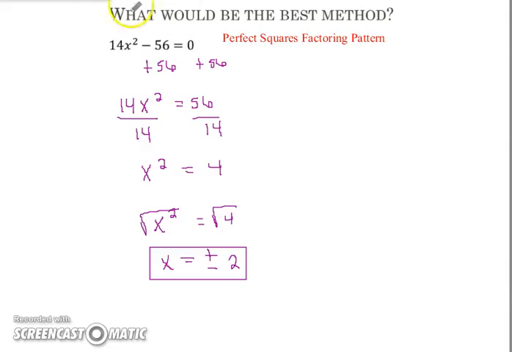So if I were to actually go through and solve this, get the x squared term by itself by adding 56 and then dividing by 14, I would have x squared equals 4. And then you could take the square root of each side and have x equals plus or minus 2. So this method, the perfect squares pattern, would be the best method that you could use to solve it, mainly just because it's the quickest method.